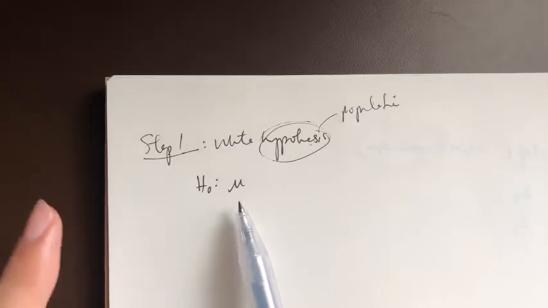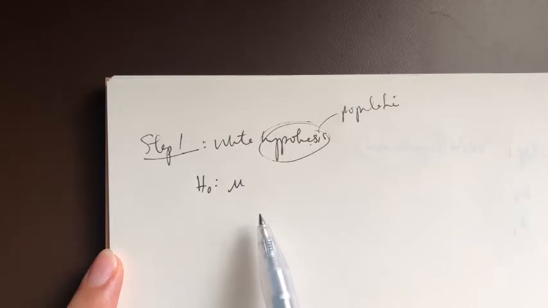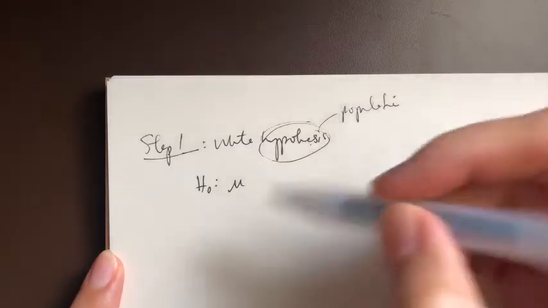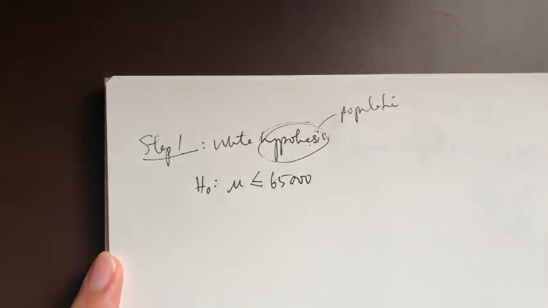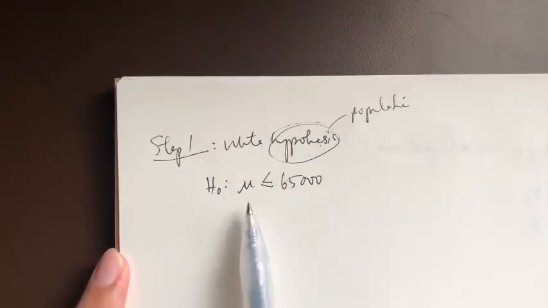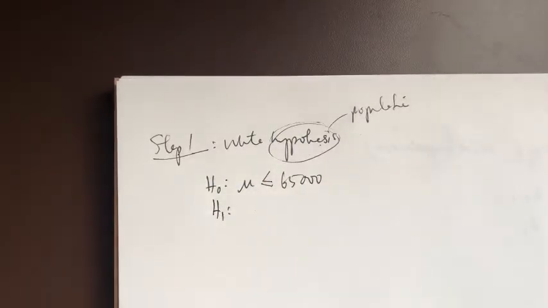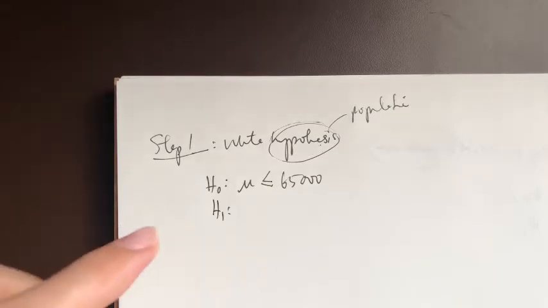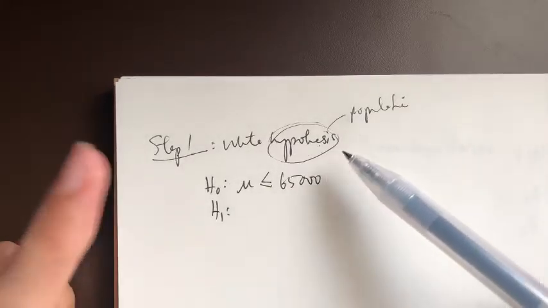Now let's go back to the statement. The average income of women is less than or equal to $65,000 a year. So this is our null hypothesis. After we write the null hypothesis, we need to write down the alternate. The alternate is basically the opposite. In case we want to reject the null, we need to accept the alternative.